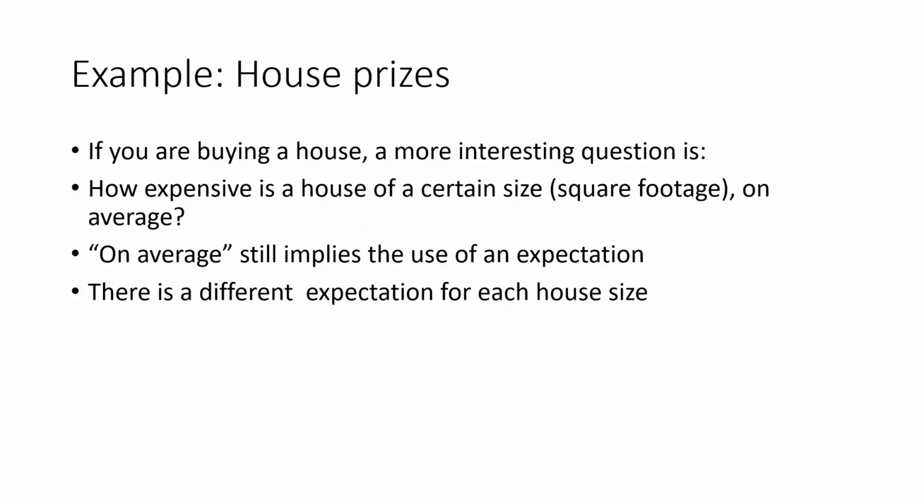So I still have on average in here, because even if you take a house of a certain size, say 1,500 square feet, all those houses are not going to be exactly the same value. They're going to average around some value. And so we still use the word average, and that means we still have an error in there. The average corresponds to the expectation mathematically, right? So there's a different expectation for each house size.